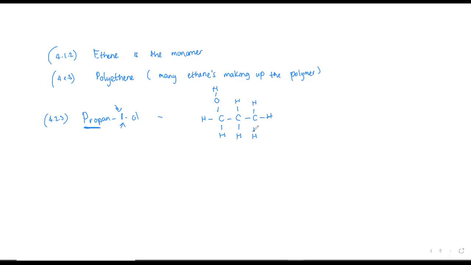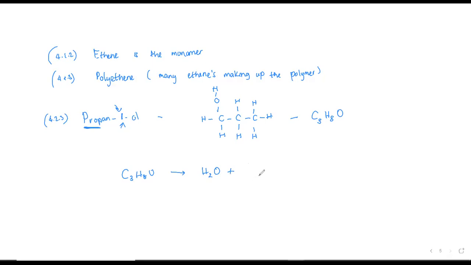First, let's write down the molecular formula for this. We count the number of carbons we have here. We have 3 carbon atoms, 1, 2, 3, 4, 5, 6, 7, 8 hydrogen atoms, and 1 oxygen atom. So propan-1-ol undergoes dehydration, and then we get water plus something else.